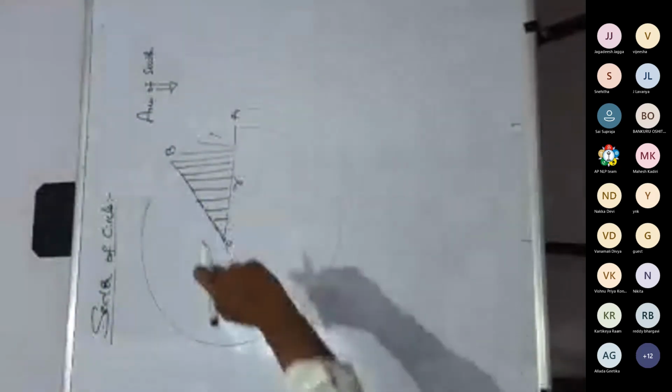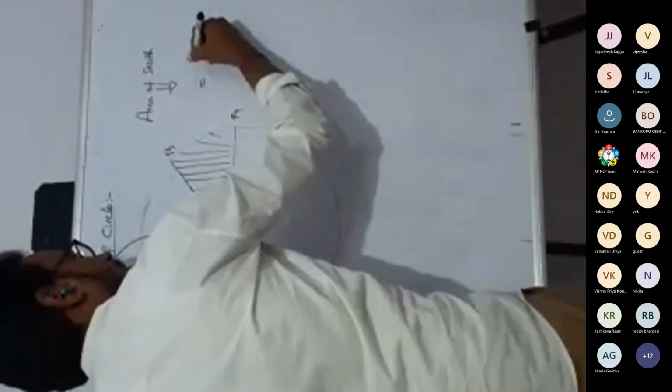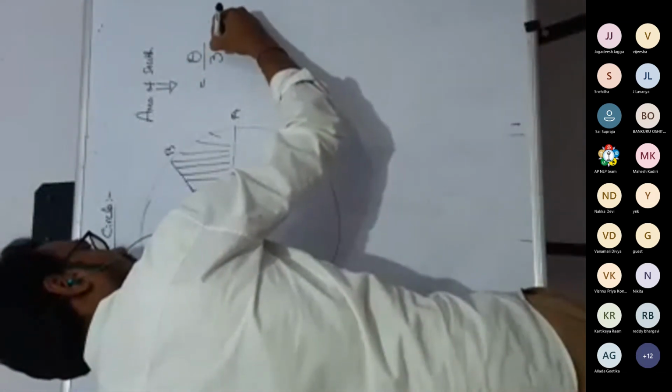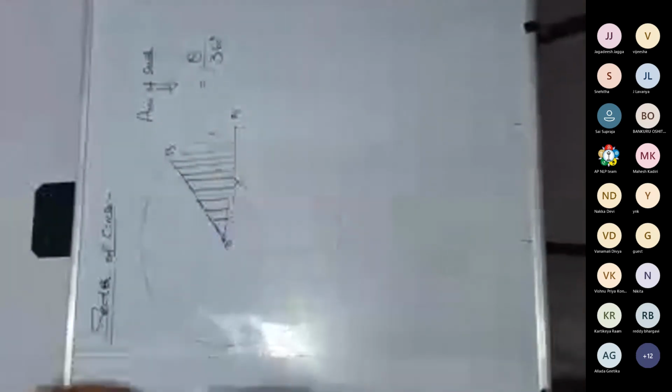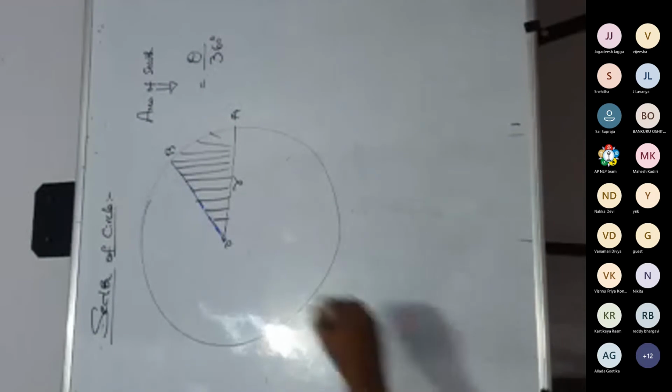Simply, what is the area of the sector formula? The area of the sector formula is based on the total complete circle, whose complete angle is 360 degrees. Then out of 360 degrees, what is the fractional part? This is the area.